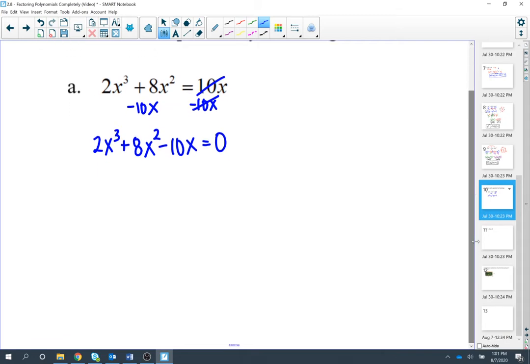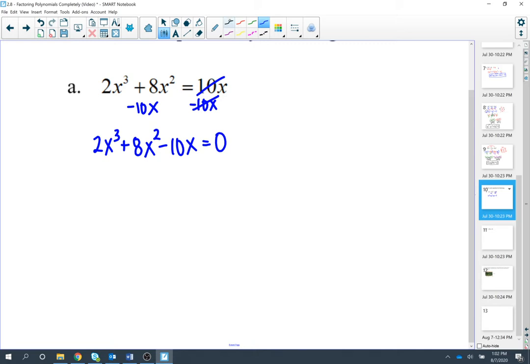Now, if we're going to solve this by factoring, keep in mind solve means find some value for x that when I put it in there, I'm going to get 0. The first thing I'm thinking is 0. If I put 2 times 0 cubed plus 8 times 0 squared minus 10 times 0, I'm going to get 0. So I know at least one solution is 0. But there's probably more, and we need to find them.